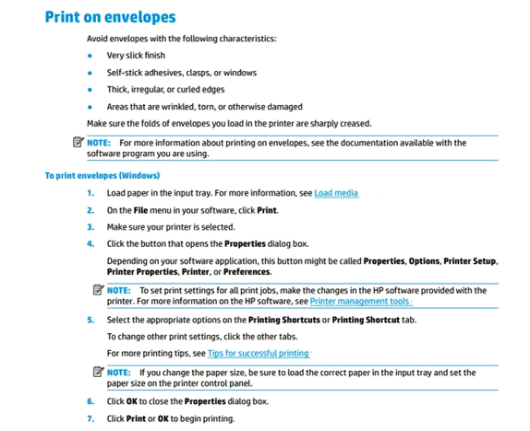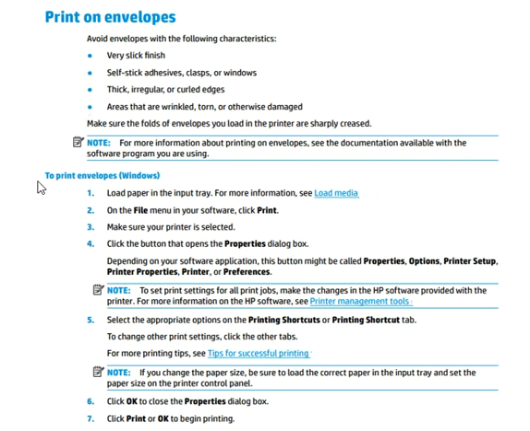Now we will see how to print on envelopes. Here some important instructions and characteristics are available, like avoid envelopes with the following characteristics: very slick finish and self-stick adhesives, clasps or windows, thick, irregular or curled edges, areas that are wrinkled, torn or otherwise damaged. Make sure folds of envelopes you load in the printer are sharply creased. Important note, you can read it.